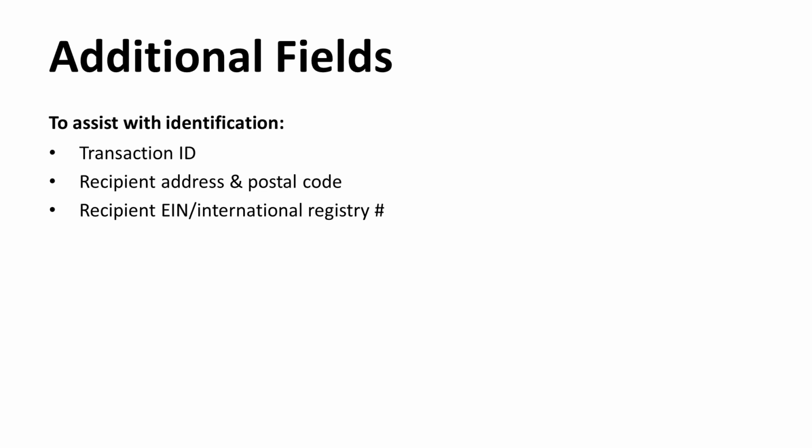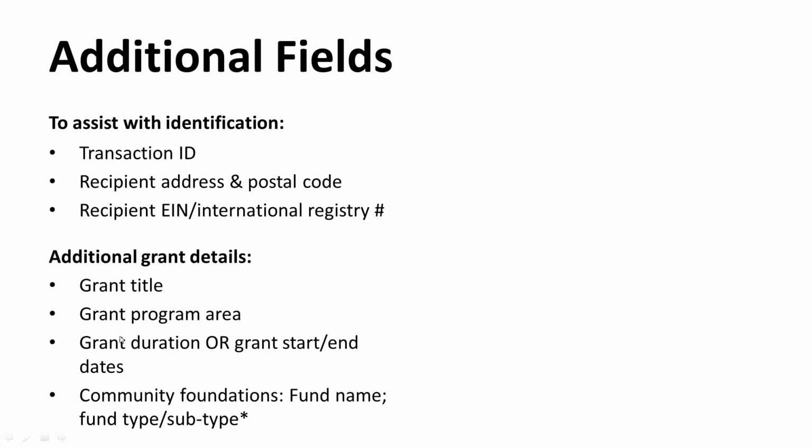So having like the exact address or their EIN can be very helpful for us to do the matching. You can also share additional grant details from the grant title, program area, and the start and end dates. And then I noticed that quite a few community foundations had signed up for the webinar. So other fields that we recommend sharing are the fund name and the fund type or subtype. So this could be donor advised fund or giving circle, for example.